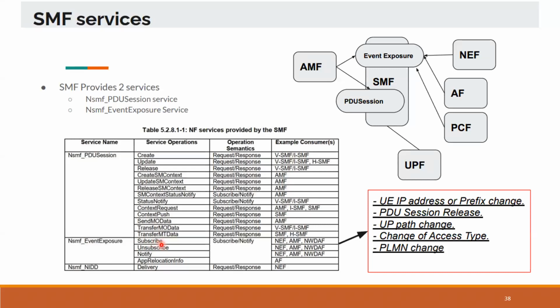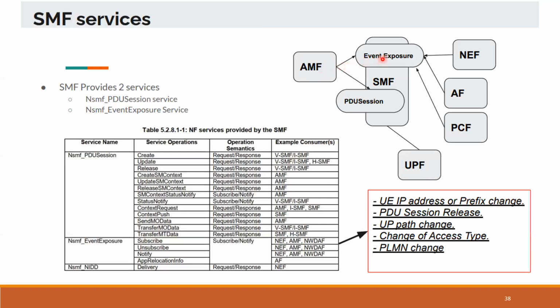Event exposure is the same: subscribe, unsubscribe, notify. And here, what are the events which can be reported? UE IP address changes, the PDU session is released, the user plane path changes, the access type is changed, PLMN change. So if any of these happen and AMF, NEF and NWDAF have subscribed to it, AMF is going to automatically get a notification that, okay, the UE IP has changed, or the PDU session is released and all that. So this is basically to automatically get an update of user related events.